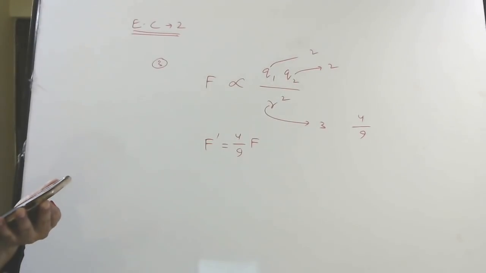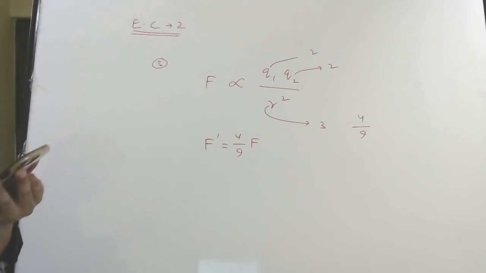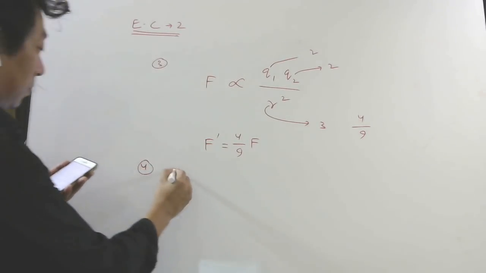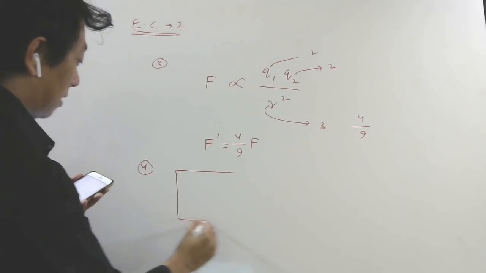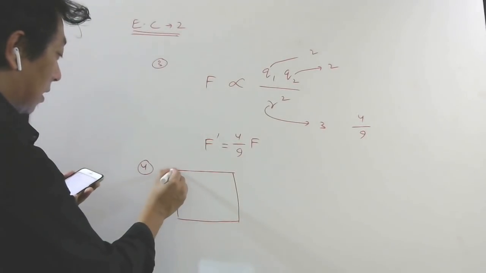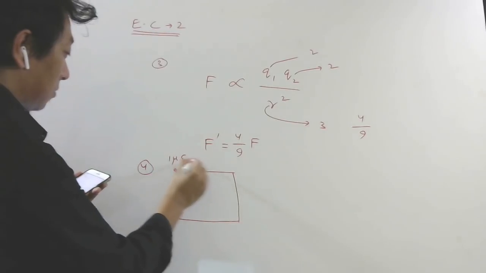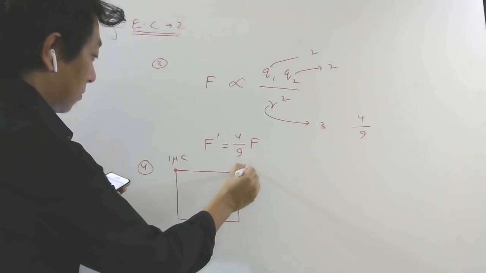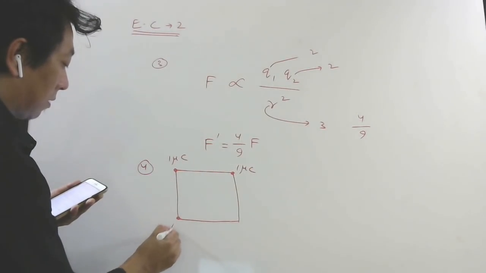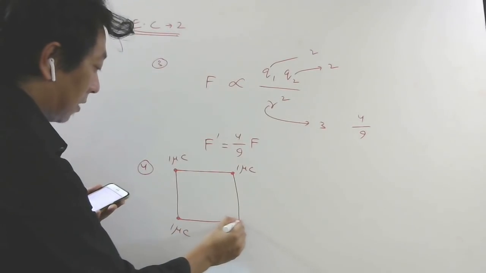Let us see the next question. 4 charges of 1 microcoulomb are kept at the corners of a square. 1 microcoulomb, 1 microcoulomb, 1 microcoulomb, 1 microcoulomb.